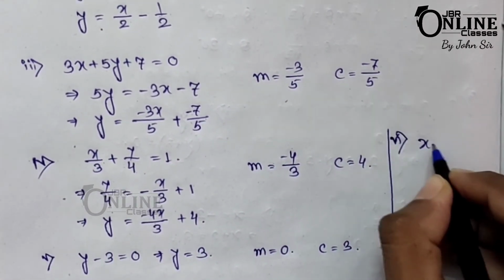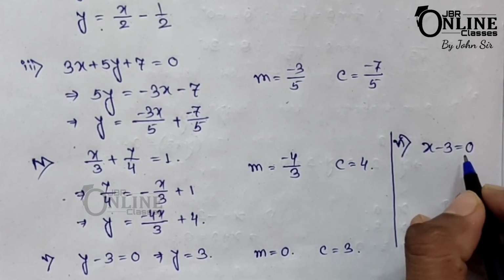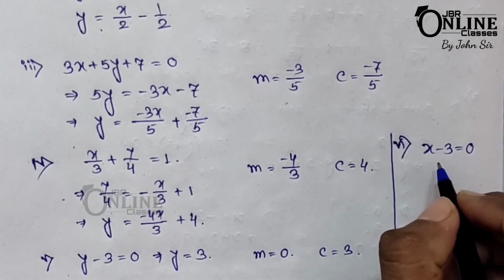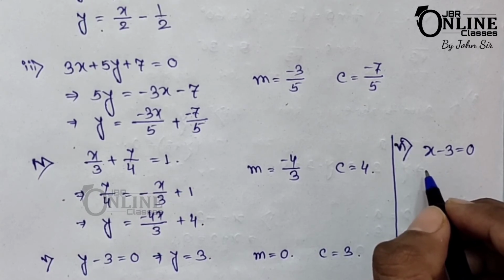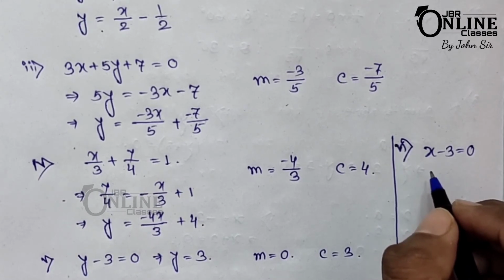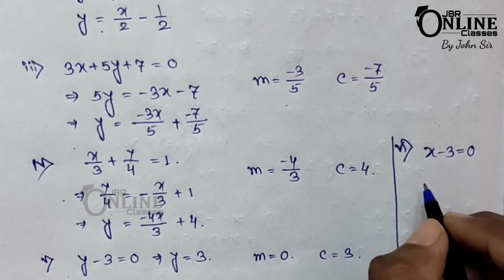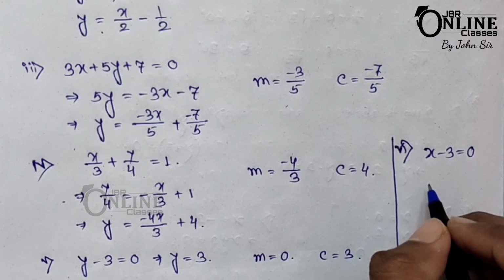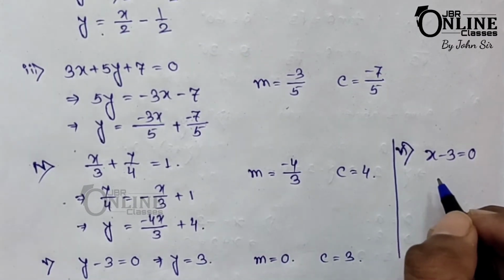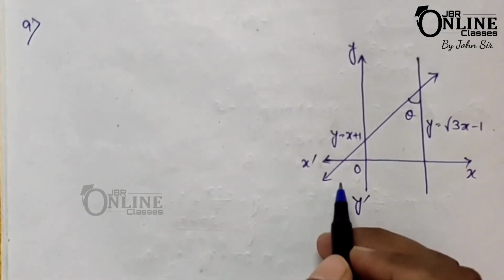So here x minus 3 equal to 0. Now in this equation, slope cannot be defined and it does not meet the y-axis. So here the answer you can write down is just: slope cannot be defined and does not meet y-axis. Okay, now sum number 9.